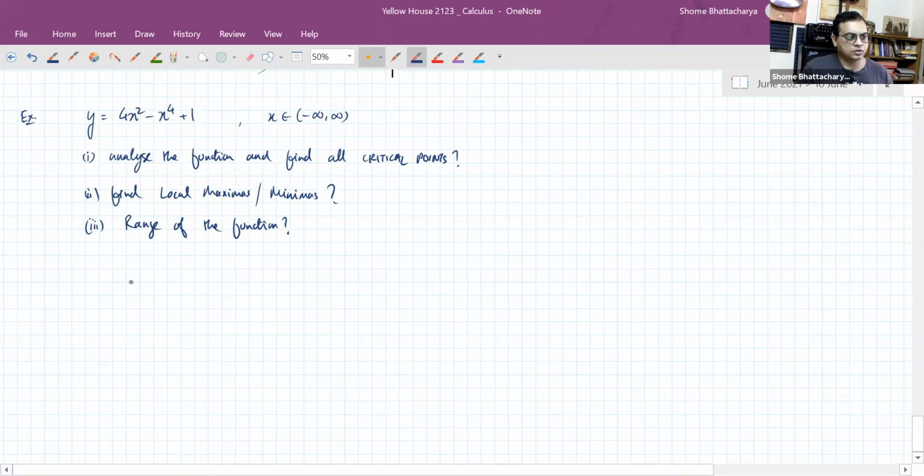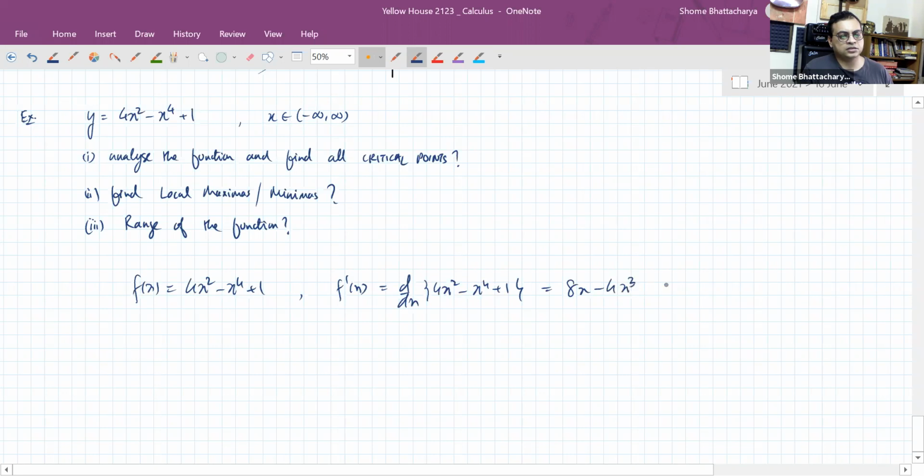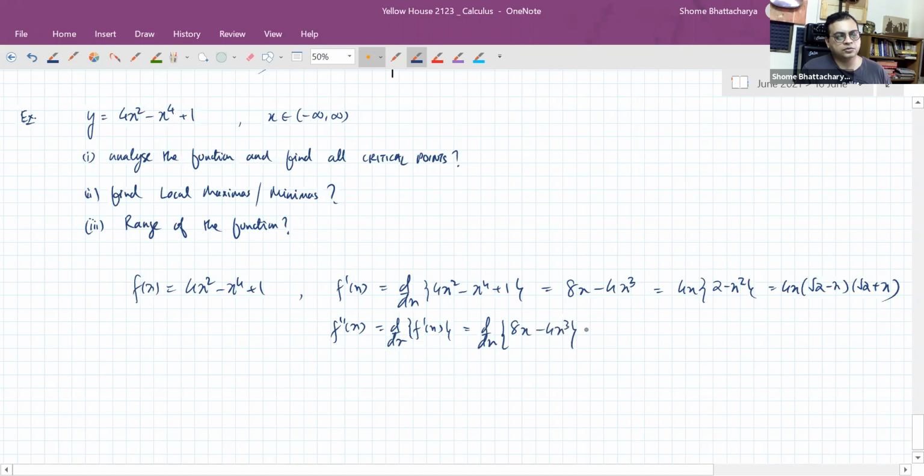Okay. So given the function 4x square minus x to the power 4 plus 1, the derivative of the function is 8x minus 4x cube. So I can take 4x common. So that is 4x into root 2 minus x into root 2 plus x. That's the derivative. And second derivative will become differentiation of f prime x. So that is differentiation of 8x minus 4x cube, so that is 8 minus 12x square. So this is the derivative and this is the second derivative.